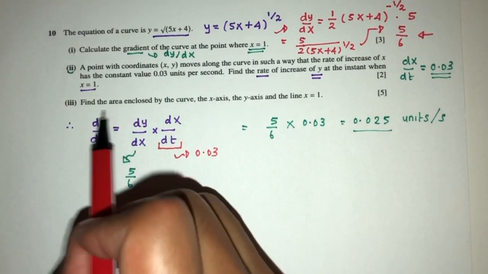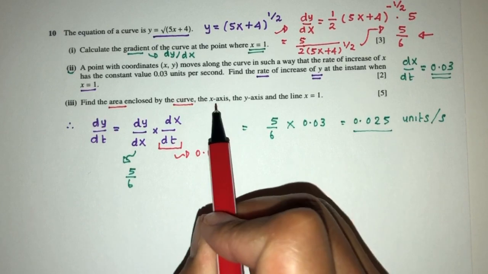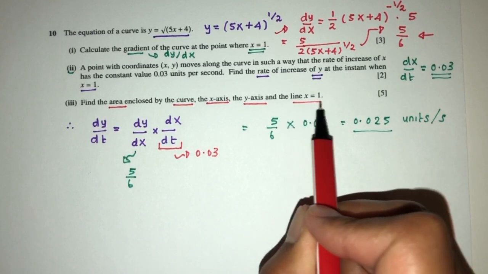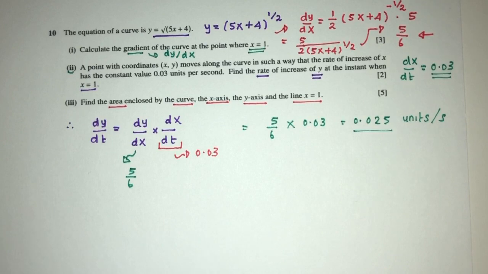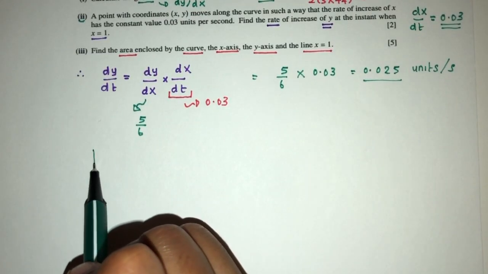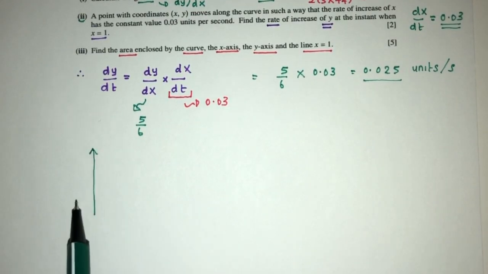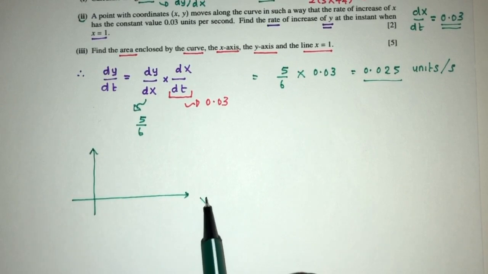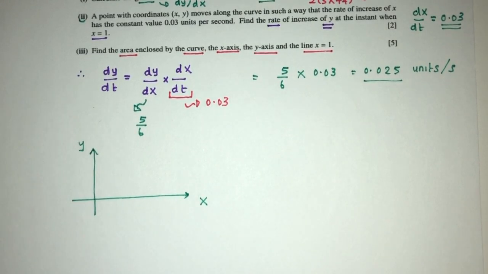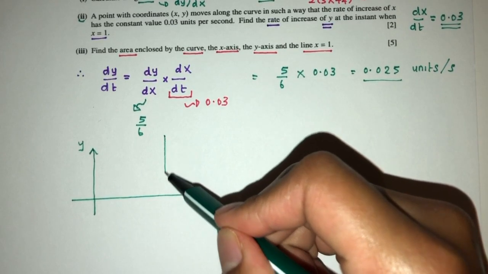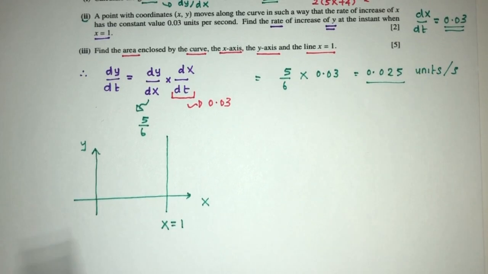Now for part 2, the area enclosed by the curve, the x-axis, the y-axis, and the line. So we have to find the area enclosed. Again, finding the area enclosed usually leads to a question with integration, right? So let's first have an idea what it looks like. This is my x-axis and my y-axis. The area is enclosed by the curve, the x-axis, the y-axis, and the line x equal to 1. So the line x equal to 1 will be this one, for example.